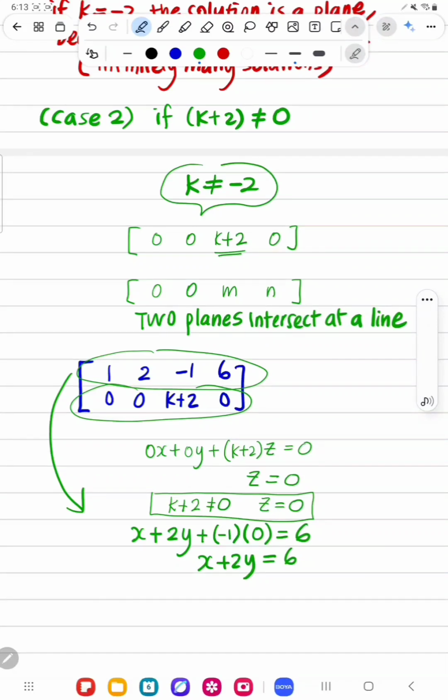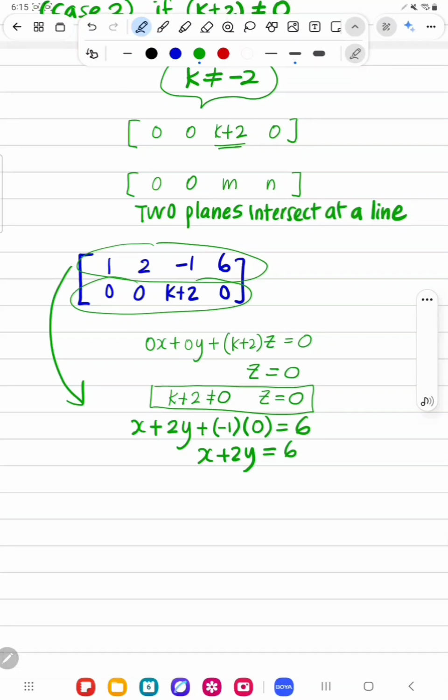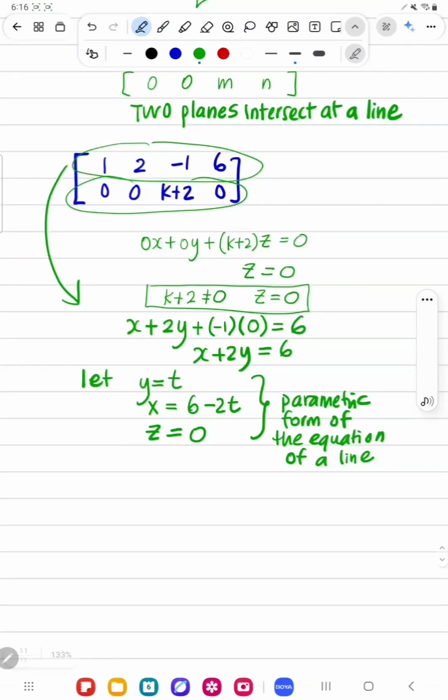Come back, please. I know some of you might be feeling lost. Let us continue. Now, I let y equal t. Then x equal 6 minus 2t. And z equal 0. Can you see? This is the parametric form of the equation of a line. I can rewrite the parametric form as the vector equation of a line.